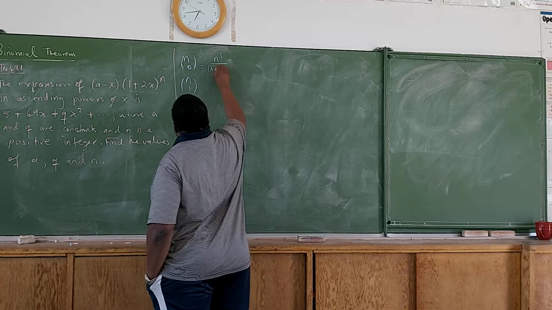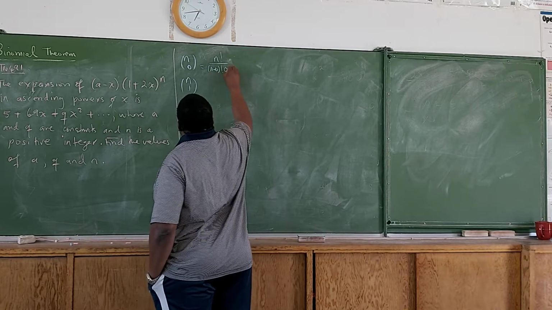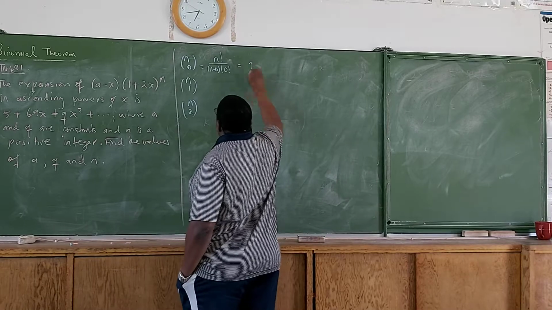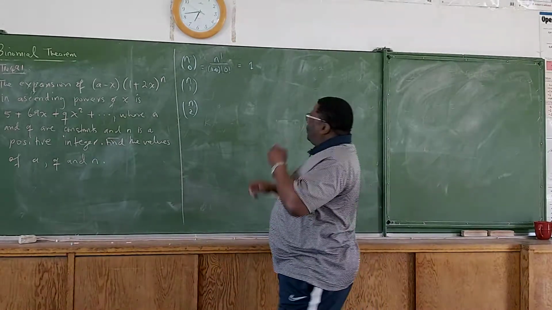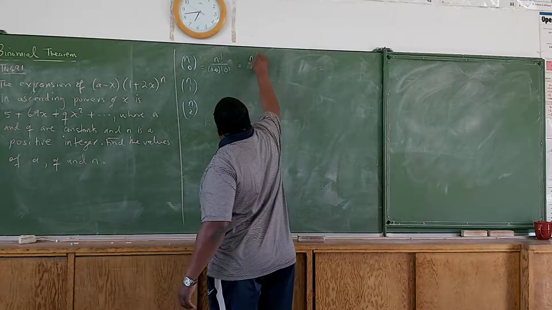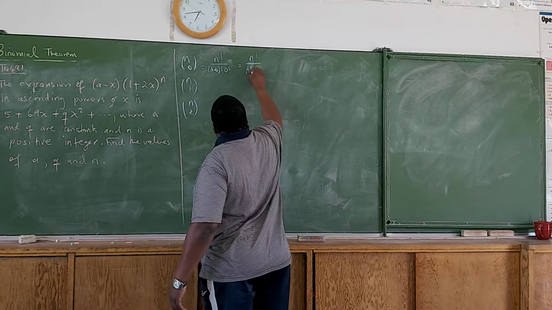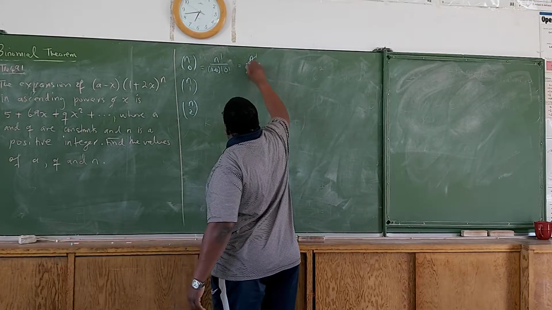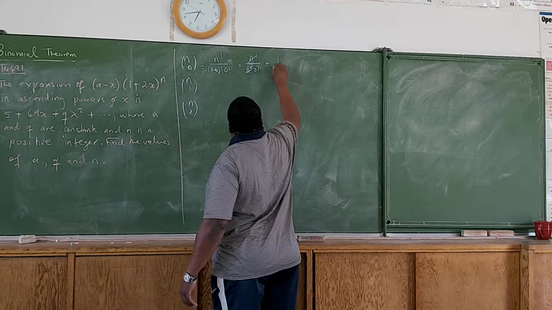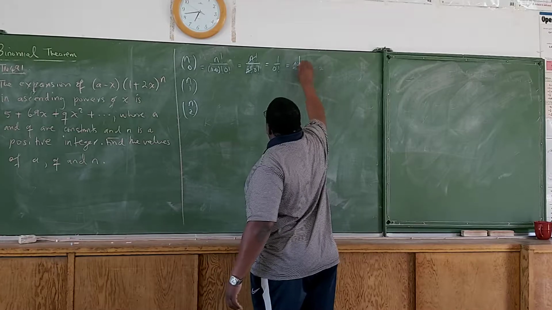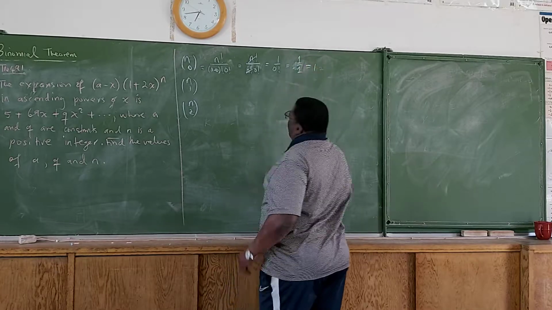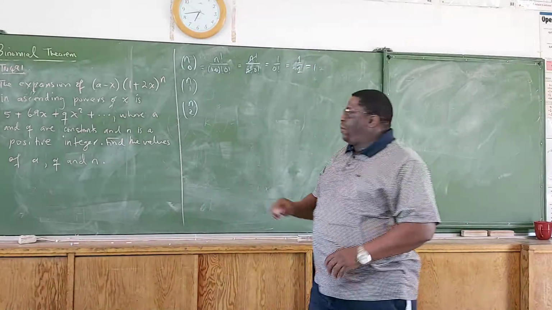n minus 0 raised to the 0, which is just 1. Step by step. These cancel. 1 over 0 factorial is the same as 1 over 1, which is just 1. So far, everybody's fine?